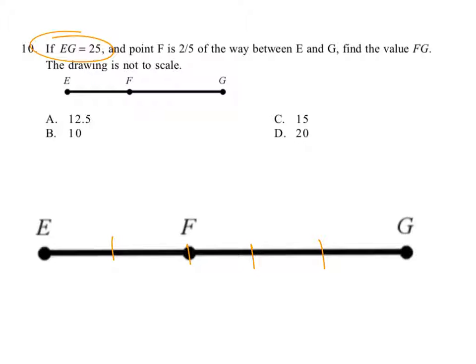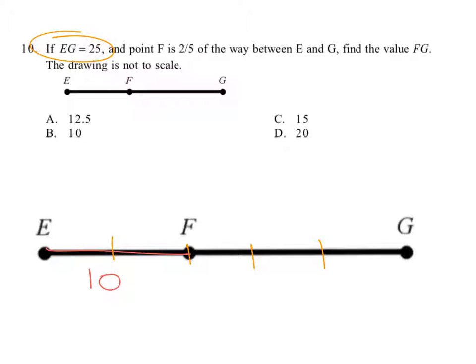Each one of these little segments is equal to 5. 5, 5, 5, 5, 5, that's the 25. Okay? So every 1/5 of the way is 5 units. Well, if F is 2/5 of the way, that's a 5 there plus another 5. How far is that? Well, that's going to make that segment here be equal to 10 out of the total of 25. And they want us to find the value of FG.